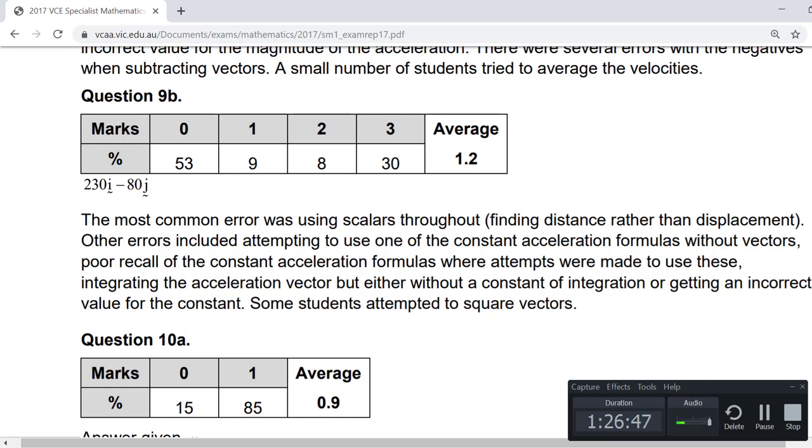Poor recall of the constant acceleration formulas where attempts were made to use these, integrating the acceleration vector, but either without a constant of integration. The constant of integration is what I'm talking about. You need a constant of integration, and it's a vector, as I've shown you, plus C vector, this plus D vector, etc., etc. Or getting an incorrect value for the constant. As you can see, not done very well, but not that difficult a question.